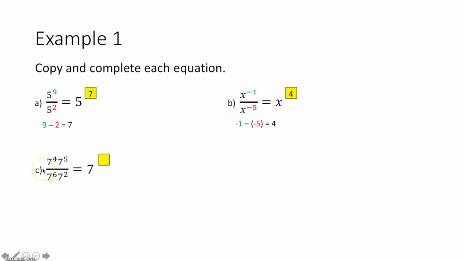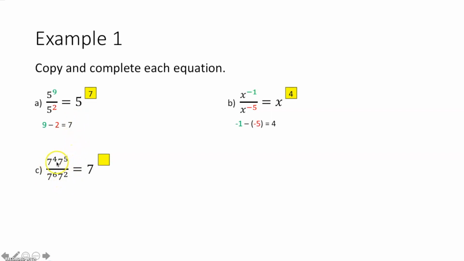Part C, we're going to simplify this. You see how in our numerator and denominator, we have not just one base, we have multiple bases, but they're actually the same. Here we have 7 and 7, here we have 7 and 7. Why don't we simplify the numerator and denominator first, and then we can divide.